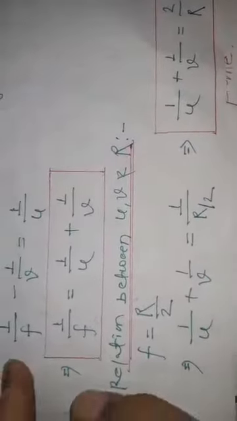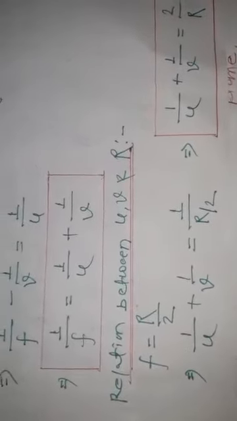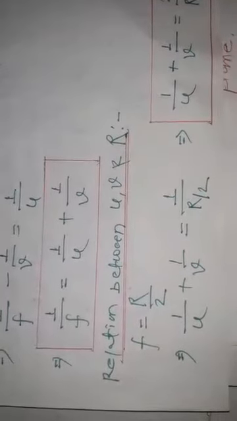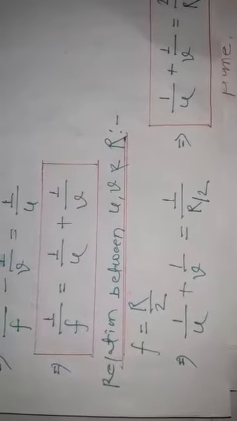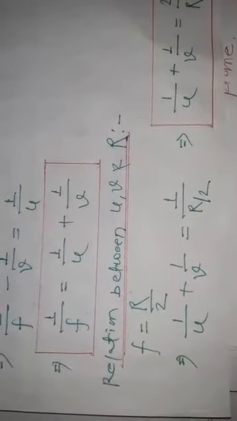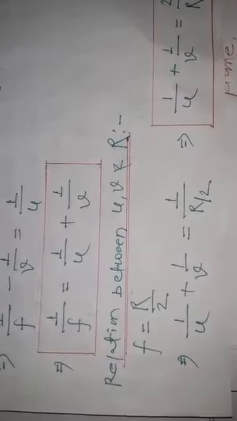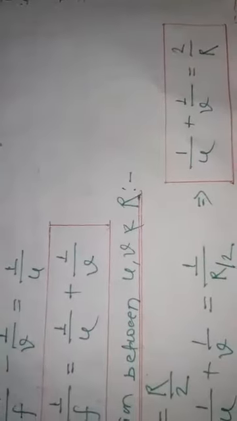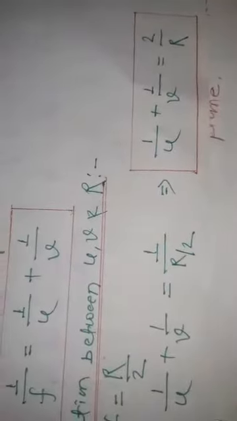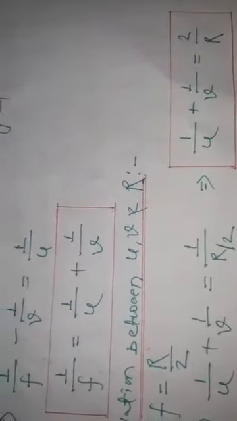Now we have the relation between U, V and F. What is the relation between F and R? F equals R upon 2. So put in the mirror equation, 1 upon U plus 1 upon V equals 1 upon R upon 2. So finally we get 1 upon U plus 1 upon V equals 2 upon R. So this will be your final equation.